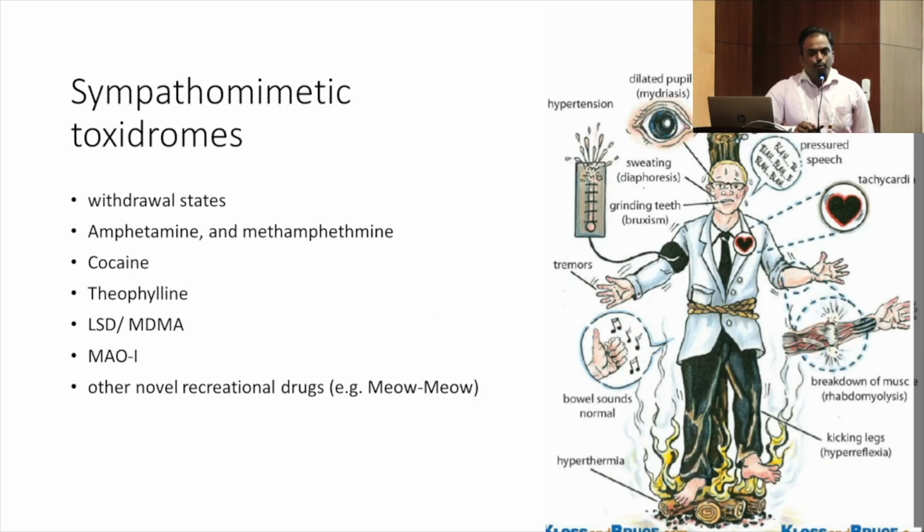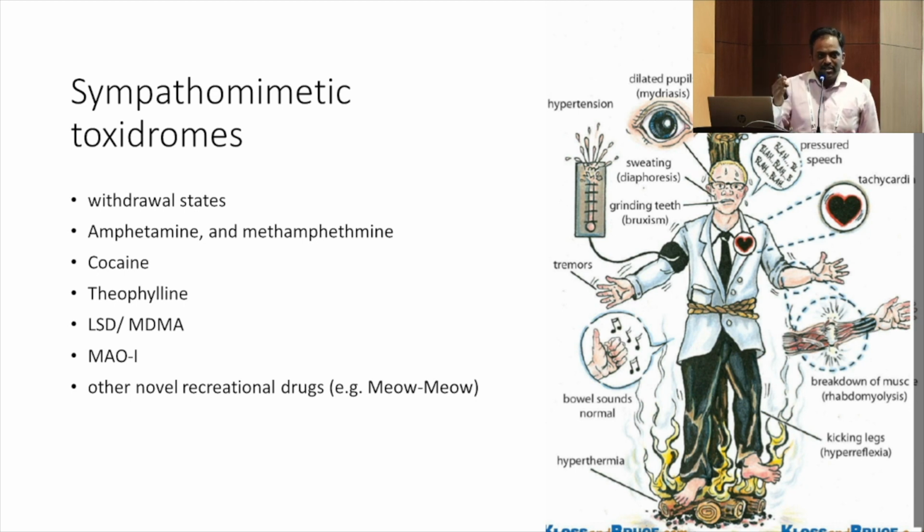Then sympathomimetic toxidromes. Here, as compared to your parasympathomimetic, you will have increased sympathetic stimulation, which will be like tachycardia, increased BP, and dilated pupils, similar to anticholinergics. But the difference would be diaphoresis, there will be muscle cramps, hyperreflexia will be present in these patients, and your bowel sounds will be normal as compared to your anticholinergics. And here also you will have flight of ideas, psychosis, and patients might become paranoid.